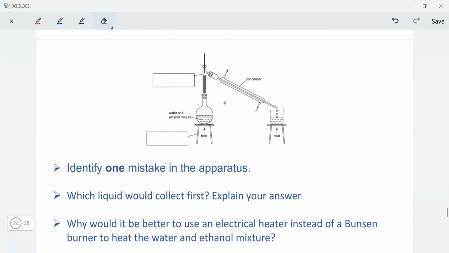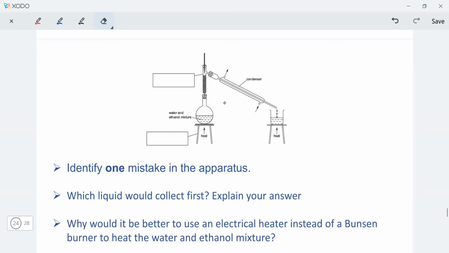Sometimes he's going to ask you here, what is the mistake? Make sure that the bulb of the thermometer is near the opening of the condenser. This is called a condenser. Water in from down, water out from up. Sometimes he's going to ask you why is water in from down and water out from up. Why is that? To provide efficient cooling, as it will take more time to cool down.